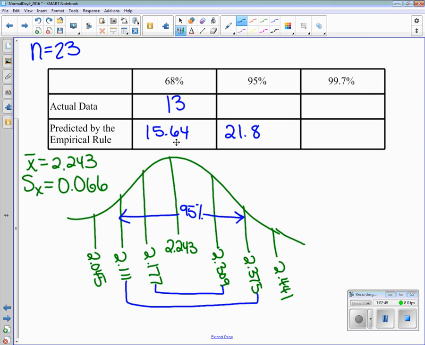68% of 23 is 15.64. 23 is the number of Skittles bags we weighed. That's all the number of values we had, okay? So we're just predicting, estimating, if you want to say it that way. 0.997 of our total number of bags is how many? 22.9, okay? So 22.9, almost all the bags, should be within 3 standard deviations of the mean. 0.997 times 23. It's a percent of a number.